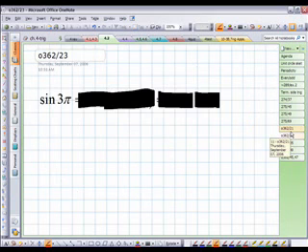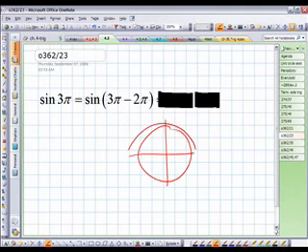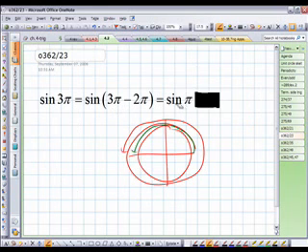Just trying to simplify, again, using coterminality. 3 pi is the same location as 3 pi minus 2 pi, because you go around the unit circle, that's all the way to 3 pi. We end up at the same spot if we just go around the half turn. So sine of 3 pi is the same as sine of pi, and since we haven't gone up or down at this point, the y value is 0.